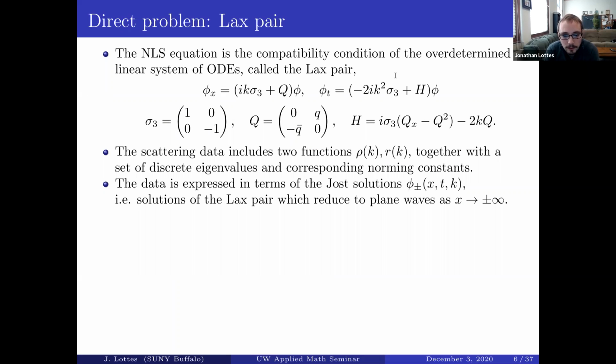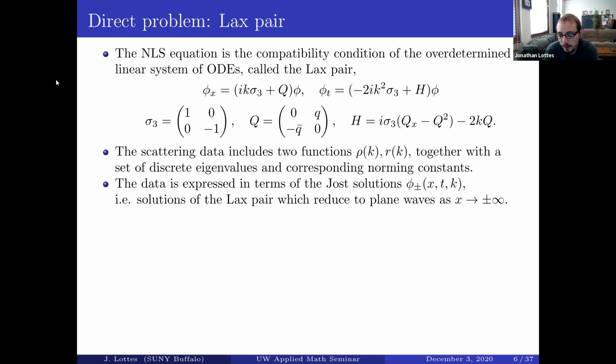Starting with the direct problem for the IST, I'll preface this by saying that I'll be glossing over some of the details. Some of this is standard, so I'll try to highlight the things that are different from old treatments of the IST. But if you're interested in more details, feel free to let me know. Okay, so the NLS equation is the compatibility condition of the Lax pair, which is this overdetermined system of ODEs given here. And the first part we call the scattering problem.